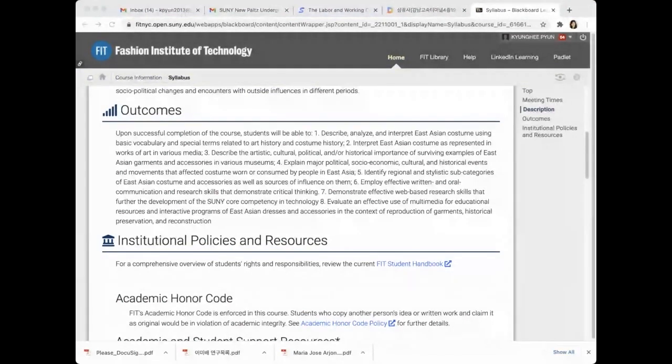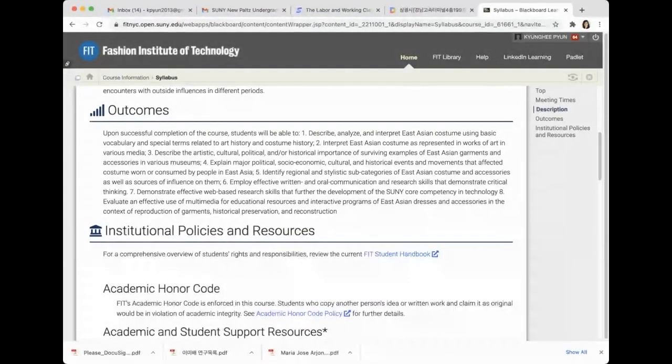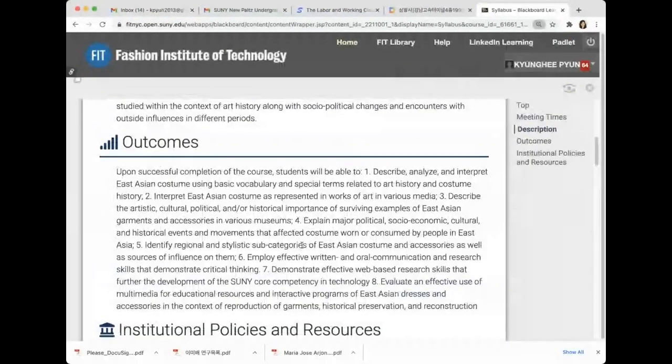Sure. Upon successful completion of the course, students will be able to: 1, describe, analyze, and interpret East Asian costume using basic vocabulary and special terms related to art history and costume history. Number 2, interpret East Asian costume as represented in works of art in various media. 3, describe the artistic, cultural, political, and/or historical importance of surviving examples of East Asian garments and accessories in various museums.